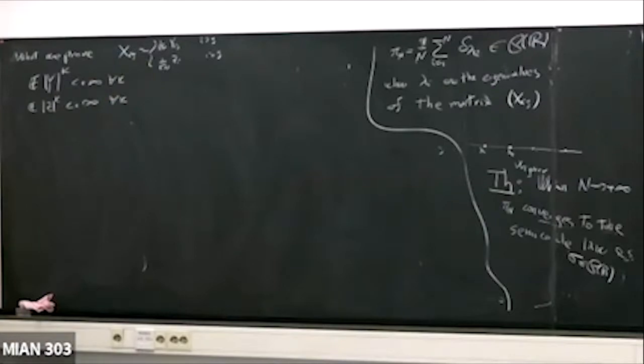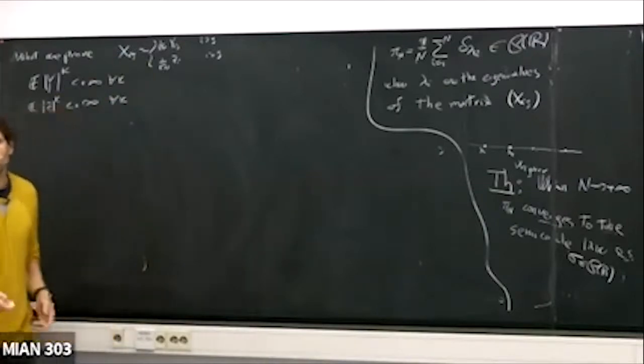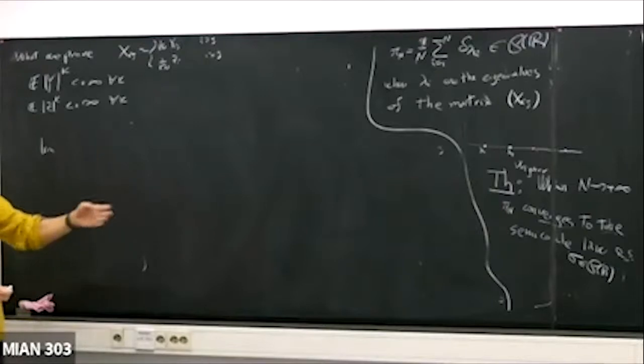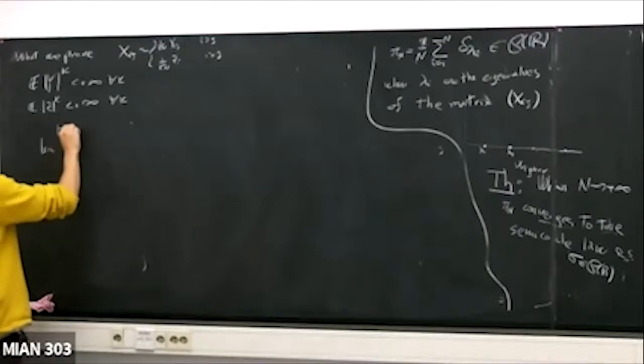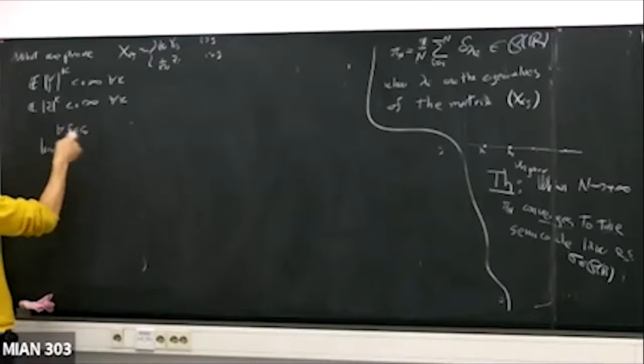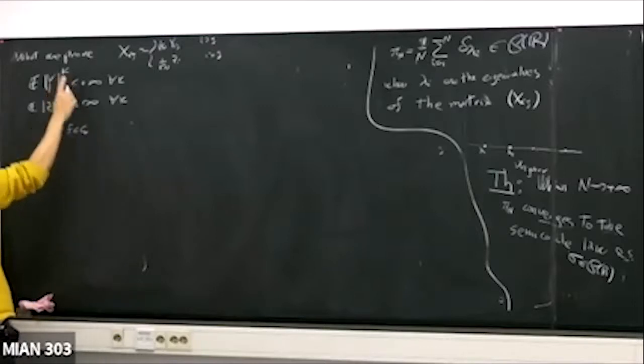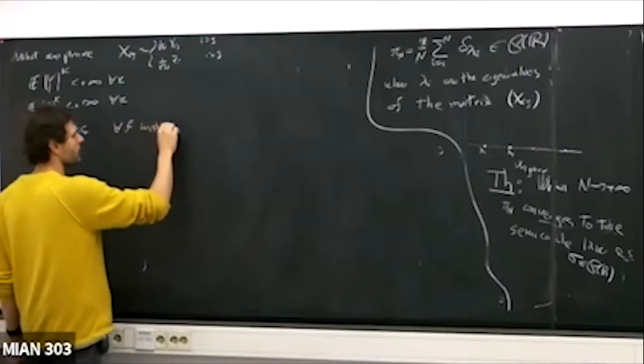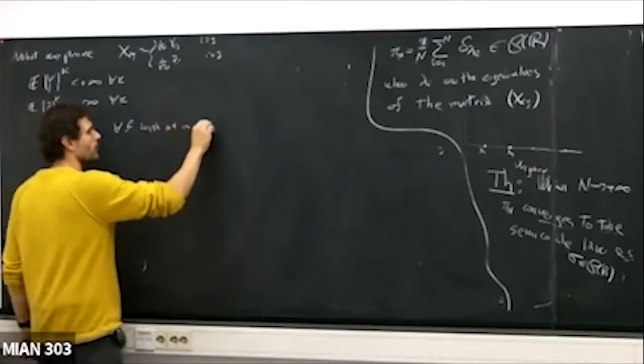Also, we will not prove almost sure convergence, we will prove convergence in probability. Namely, we will not prove that the probability that the distance between sigma and pi n goes to 0 is 1. We will prove that the probability that the distance is bigger than epsilon goes to 0 for every epsilon. So if we rephrase this weakly with continuous functions, we will prove it for every continuous bounded function, or under this hypothesis, equivalently for every continuous function with at most polynomial growth.